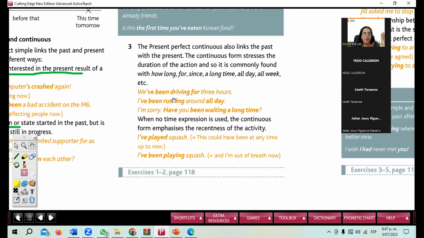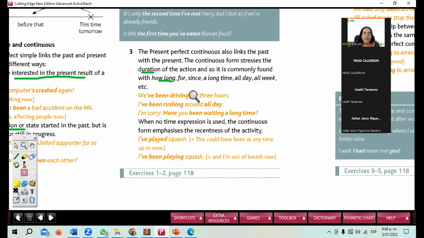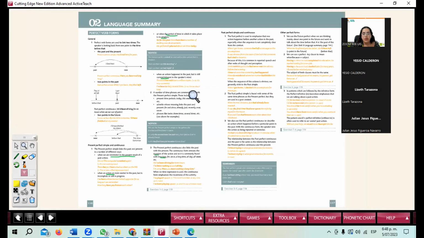All right. And here is the present perfect continuous, okay? This focuses on the duration of the action. So they generally answer the question, how long? We have been driving for 3 hours, okay? The use is the same with the continuous form. It focuses on the duration of the activity. I've been rushing all day. Have you been waiting a long time, etc. Okay? So this is the present perfect and present perfect continuous. Are we clear? When do we use them?